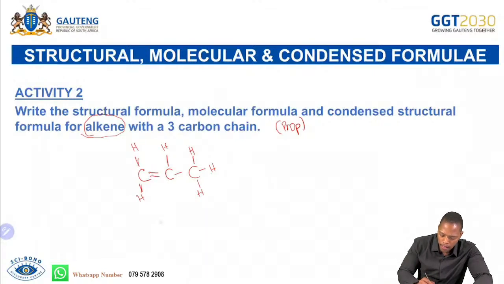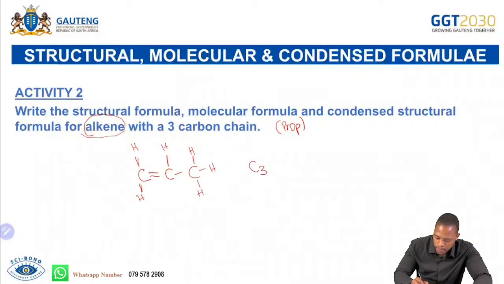So let's get the molecular formula. How many carbons do I have? 1, 2, 3. So that's C3. And how many hydrogens do I have? Manually count: 1, 2, 3, 4, 5, 6. Then it becomes H6.